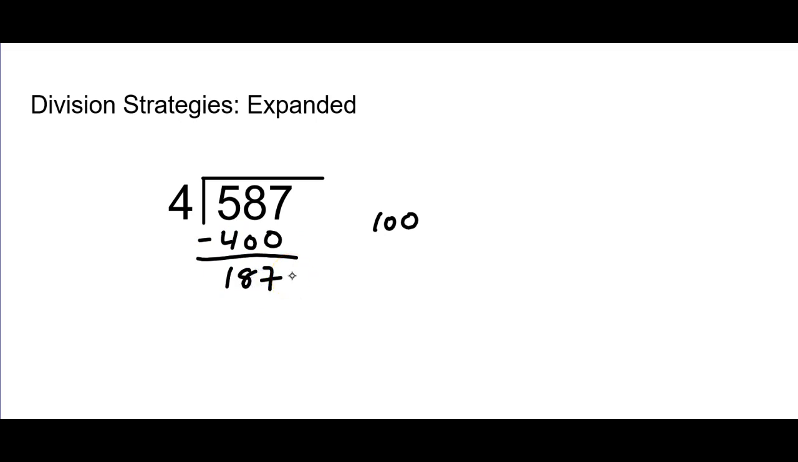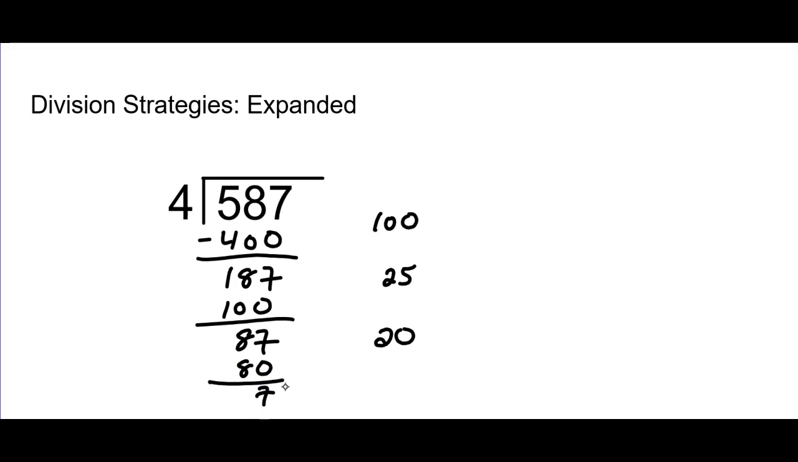And then we'll pick another number and multiply it by 4. Now, if I pick 100 again, I'm going to get a number larger than 187, and that's not going to help me out any. So I'm going to pick 25. I'll write out 25 over here on the side. 4 times 25 is 100. I'm going to write that down right here and subtract it. I get 87. Next, I'm going to pick 20. 4 times 20 is 80. And subtract it. I get 7.